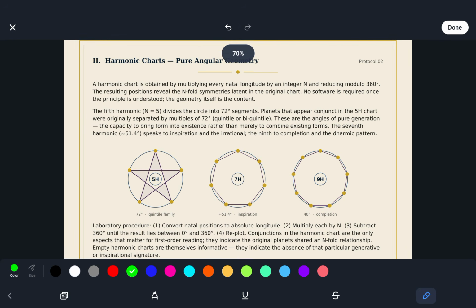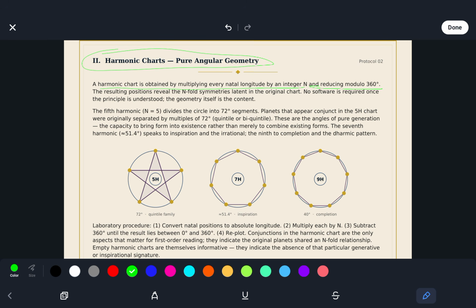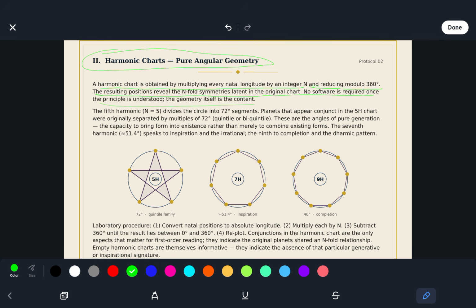Alright, on to harmonic charts, pure angular geometry. A harmonic chart is obtained by multiplying every natal longitude by an integer n and reducing modulo 360 degrees. The resulting positions reveal the unfolded symmetries latent in the original chart. No software is required once the principle is understood. The geometry itself is the content.